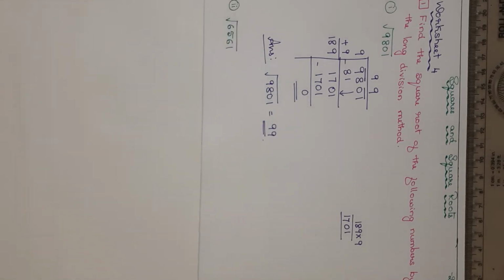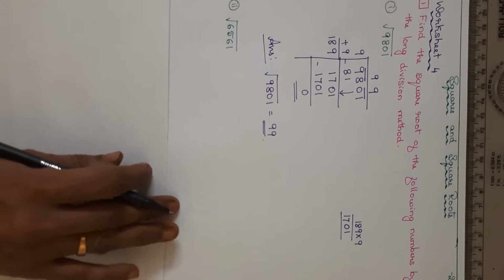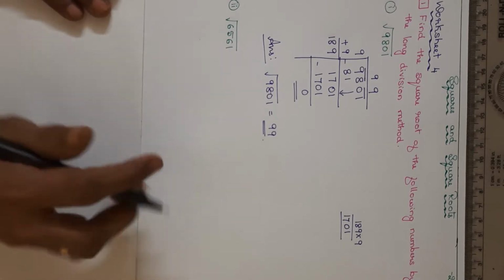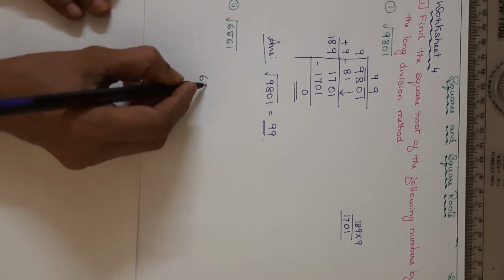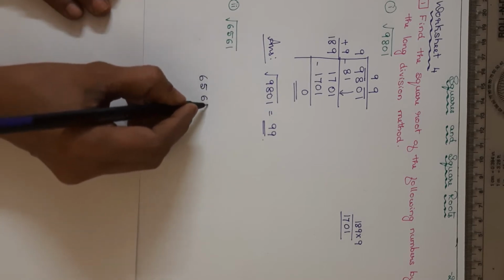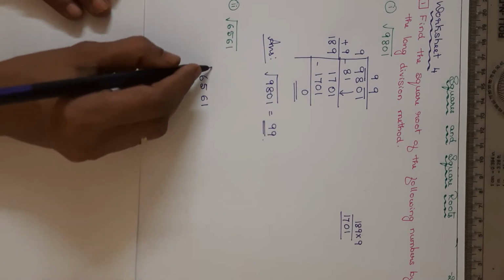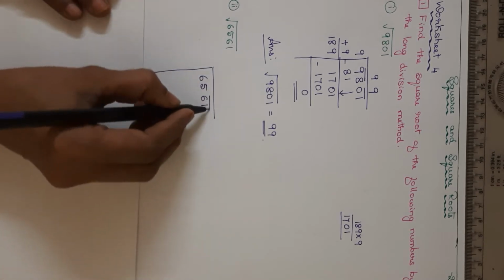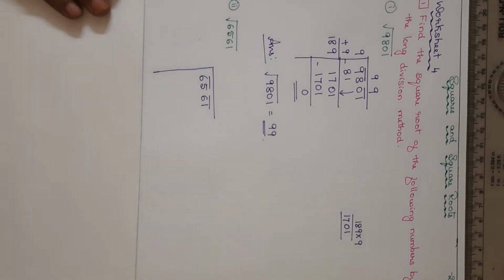Is it okay? Hope you have understood. Now coming to the next sum. Square root of 6561. लाइन डालो और ऐसे ग्रुपिंग करो. राइट साइड से पेयर्स ग्रुपिंग करने का है.